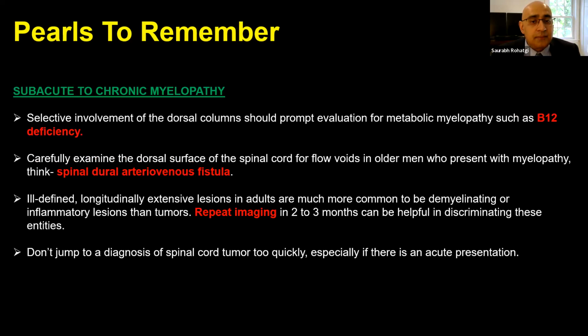In subacute or chronic myelopathies, if there's involvement of the dorsal columns, think of B12 deficiency. Examine the dorsal surface of the cord to rule out a dural AV fistula. And if you have an expansile lesion and you cannot differentiate between a tumor and an inflammatory lesion, get a repeat image in 2 to 3 months.